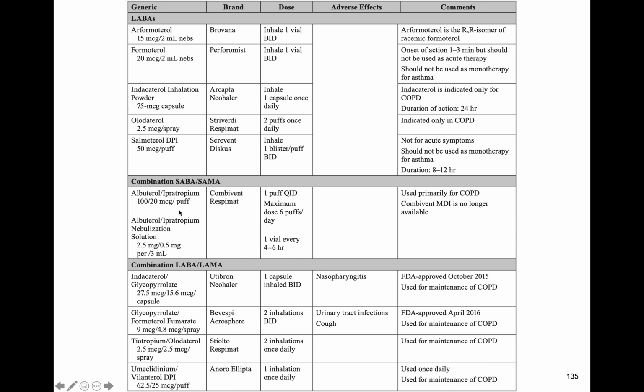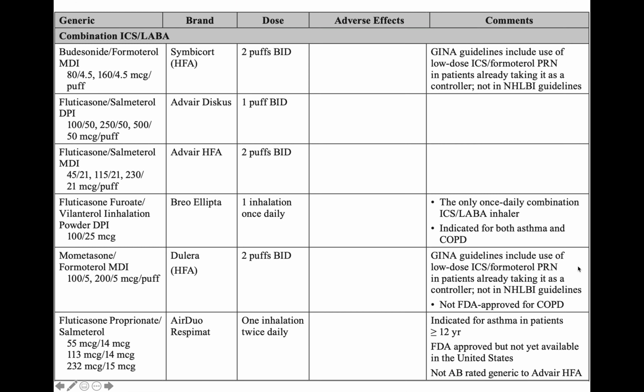They do make a combination one, and they do make combinations of long-acting beta agonists with long-acting muscarinic antagonists. So that's the list. These are the combinations of steroids plus long-acting beta agonists. These are pretty popular, especially for COPD patients and also asthma patients who aren't controlled.